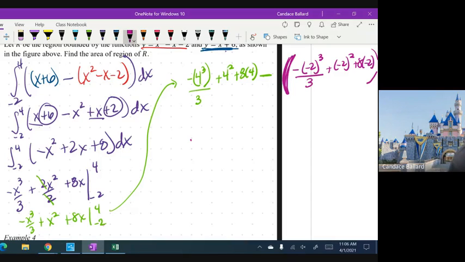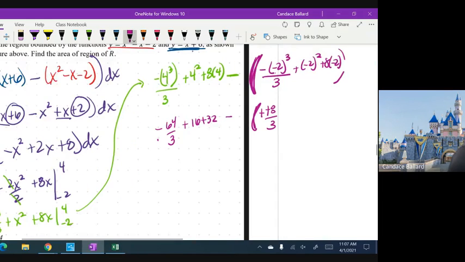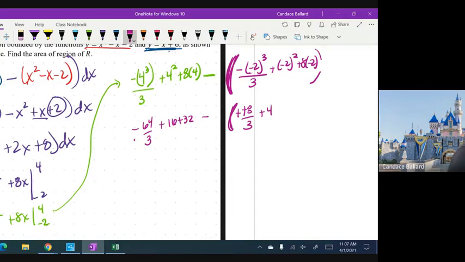All right, let's keep going through the arithmetic. So 4 cubed would be 64. So -64 over 3 plus 16 plus 32, right? Minus, and the parentheses still. -2 cubed is -8. So I've got -8 over 3, which is going to be positive. -2 squared would be 4, and 8 times -2 is -16. I'm going to pause again, let you finish that piece.